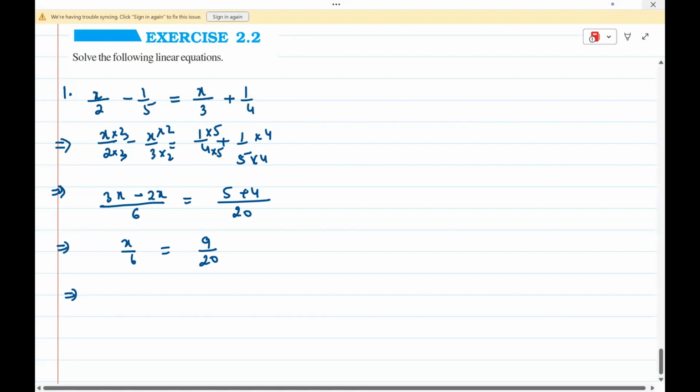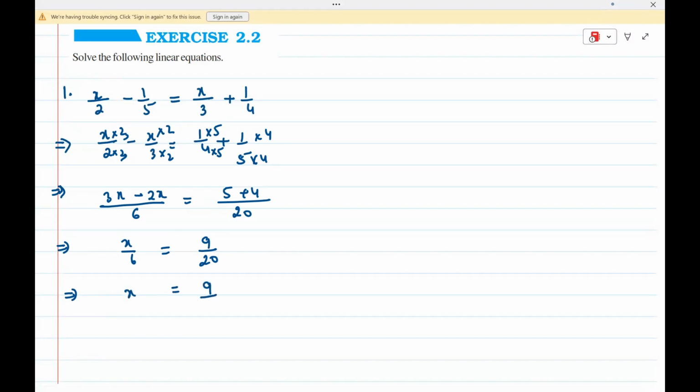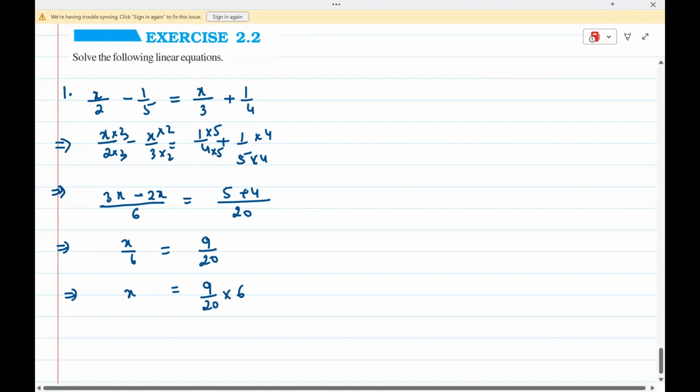And then simply to get the value of x, I need to transfer 6 to the other side, which is 9 by 20 into 6. I can do the cutting, which is 2 3s and 2 10s. So x is 9 into 3 upon 10, which is 27 upon 10. This is the answer.